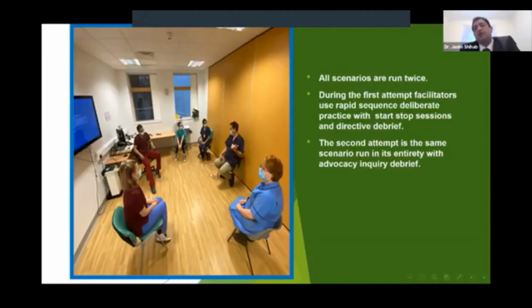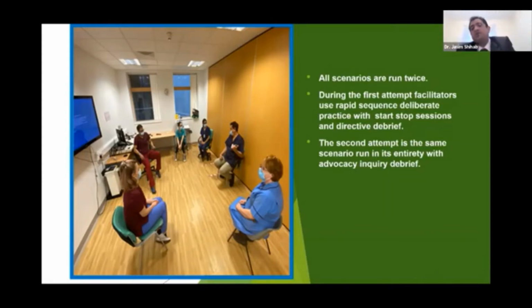What we did after the feedback was that we started running all the scenarios twice. During the first attempt, the facilitators used something called rapid sequence deliberate practice with start-stop sessions. The session will start, and if we feel that something needs to be addressed, we stop it there. We then give them a directive debrief or feedback on how things went, how things could be done differently, and then we restart that session from the start. So they kind of got multiple small sessions during the whole scenario.